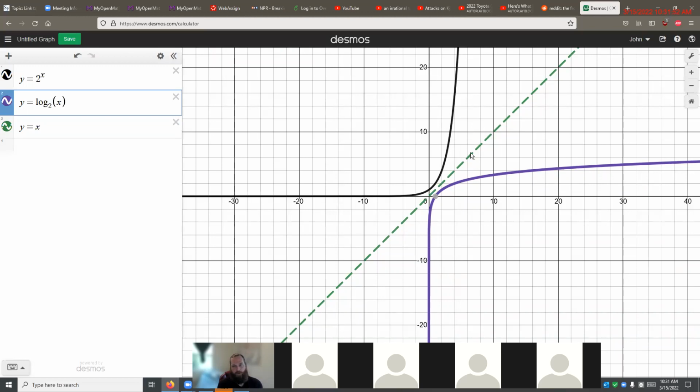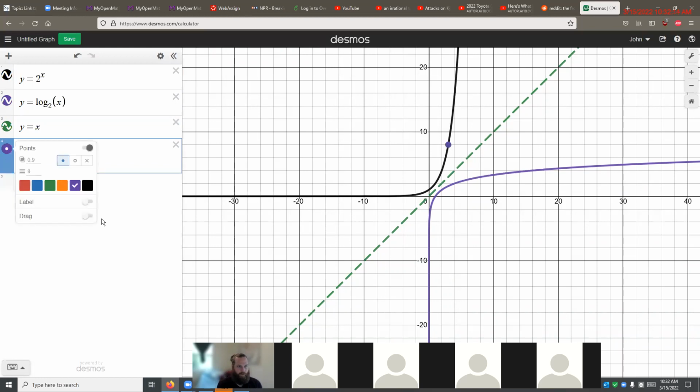Being symmetric about the line y equals x means when you exchange y and x, things stay the same. So here I have a point on the original, on the inverse, and if I reflect that across this line, that means I'm switching the x's and the y's. That will give me a point on the output. Like, let's look at 3, 8.